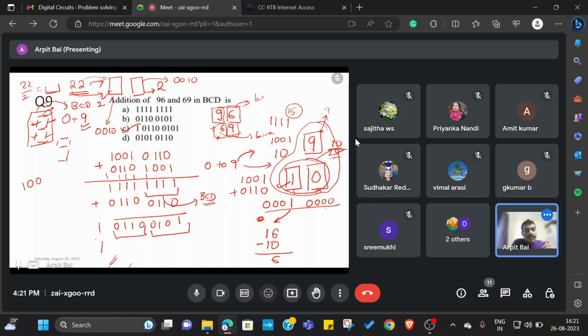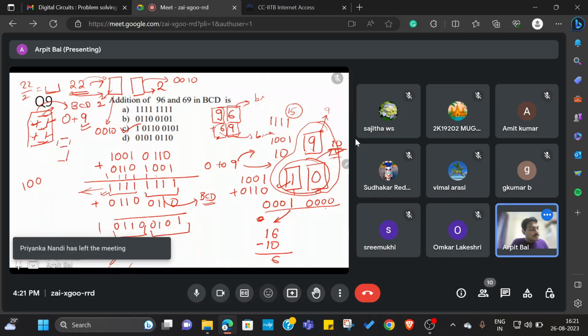Then the next thing that we did is we added 2 numbers that are present in BCD, and the addition was performed in BCD. We arrived at the solution in this way, but this is invalid because there is no representation for 1 1 1 1 in BCD. So what we did is we added 6 to make it a valid representation.